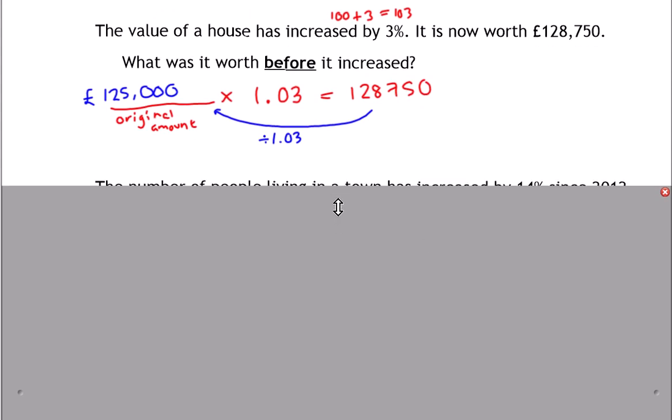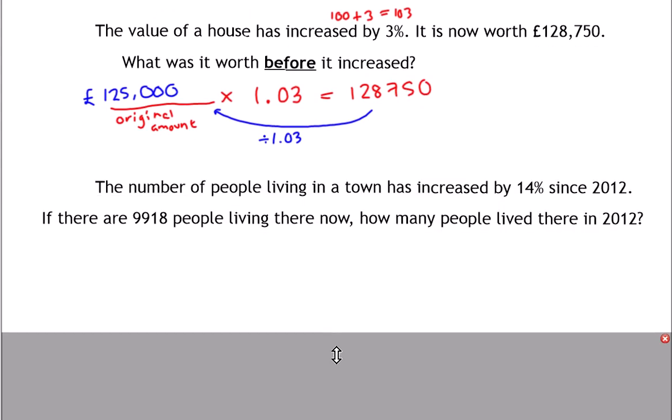Let's have a look at another one then. So, is it an increase or is it a decrease question? It says increase. When it's increased, you add or take away from 100. Add. So 100 plus 14 is 114. Our multiplier is 1.14. Now we're not going to multiply by that, that's what somebody else did. We're going to divide by it.